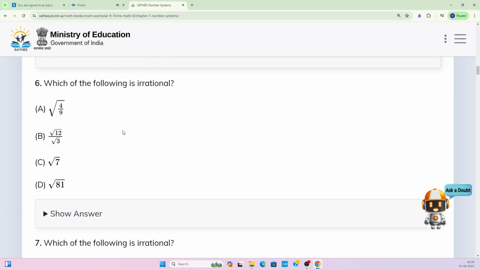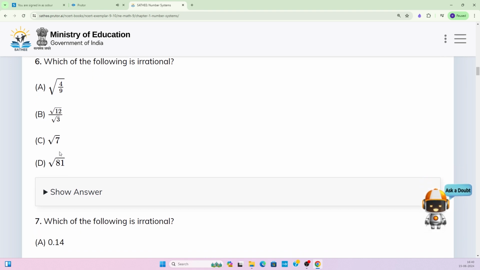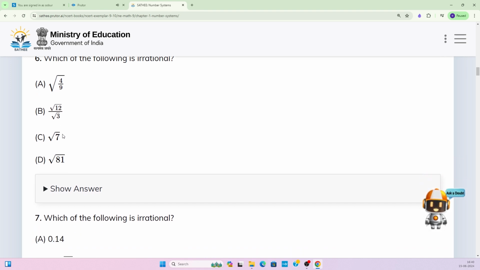In the next problem, which of the following is irrational? In A we have square root of 4 by 9, in B square root of 12 by square root of 3, in C root 7, and in D root over 81. Among these 4 options, we have to find which option is correct.